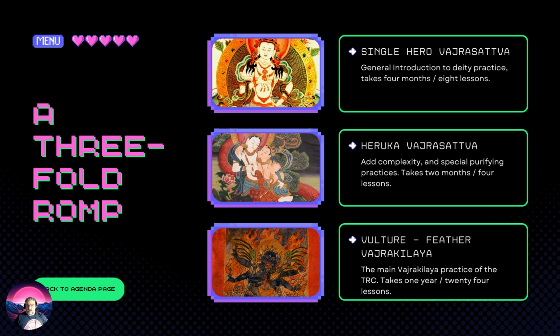Now, after those 4 months, you're going to have a further empowerment, this time of Heruka Vajrasattva, the wrathful consort of Vajrasattva, and we're going to focus on special inner purifications of the channels and the chakras, and we're going to look a little bit at the tantric theory of illness and how this works.